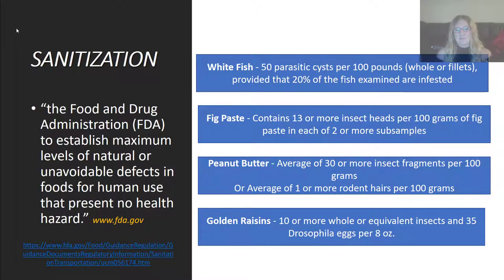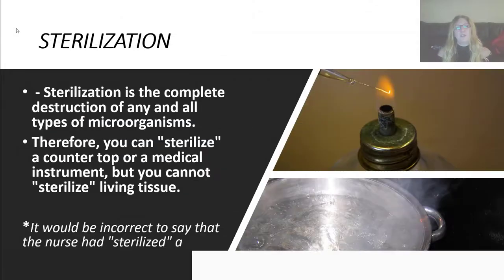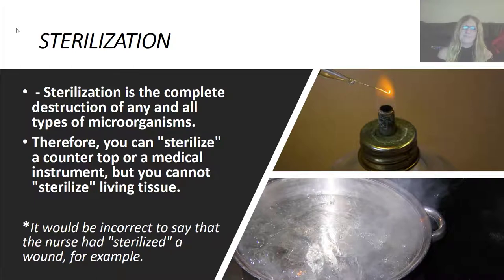One of my favorite products is peanut butter, maybe not so much anymore. From the FDA website, your peanut butter has an average of 30 or more insect fragments per 100 grams, or an average of one or more rodent hairs per 100 grams. So yeah, if you ever want a good read, go ahead and go to the website. It's kind of fun. So, all right.